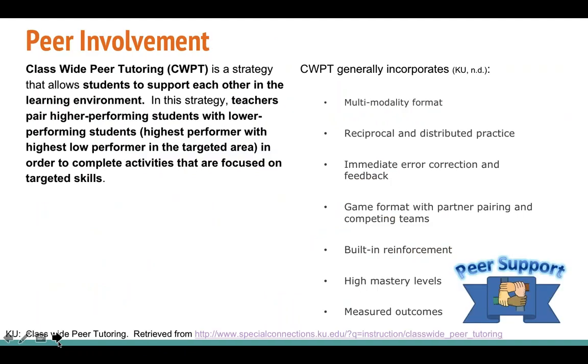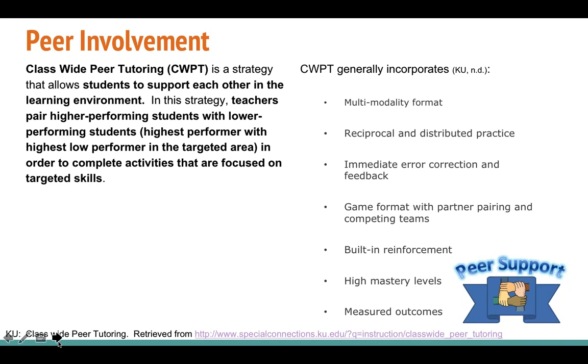Something else that you can do to really get your whole classroom involved is what's called peer involvement or class-wide peer tutoring. It's a strategy that really allows students to support each other in the learning environment. Earlier we talked about formative and summative assessments. This is one of those strategies where you really need to rely on some of that information to set up a good class-wide peer tutoring model. Because you as a teacher will pair higher performing students with lower performing students.